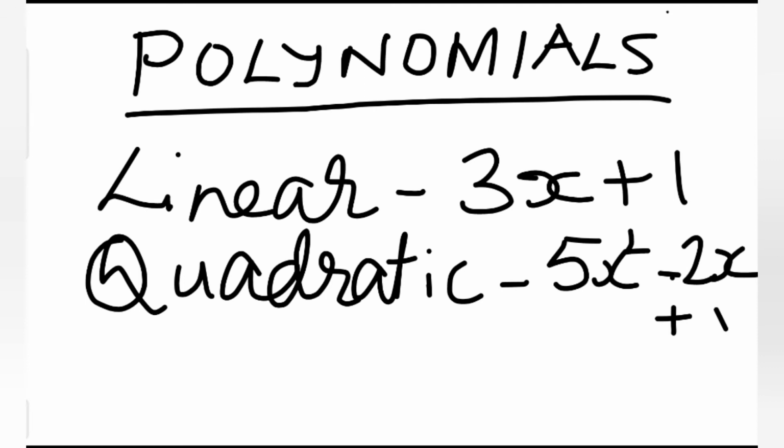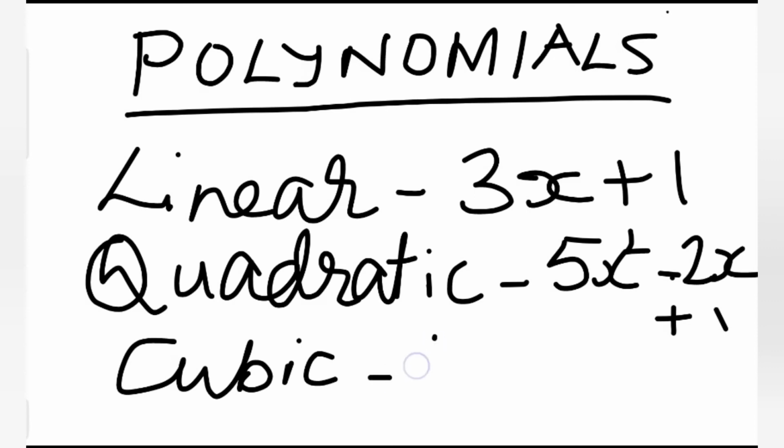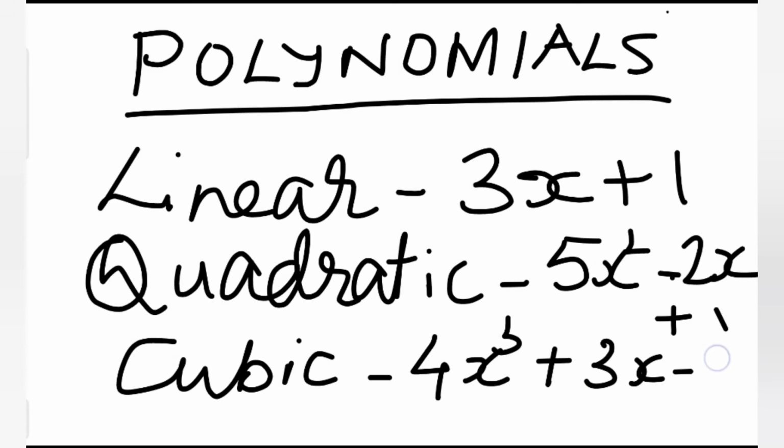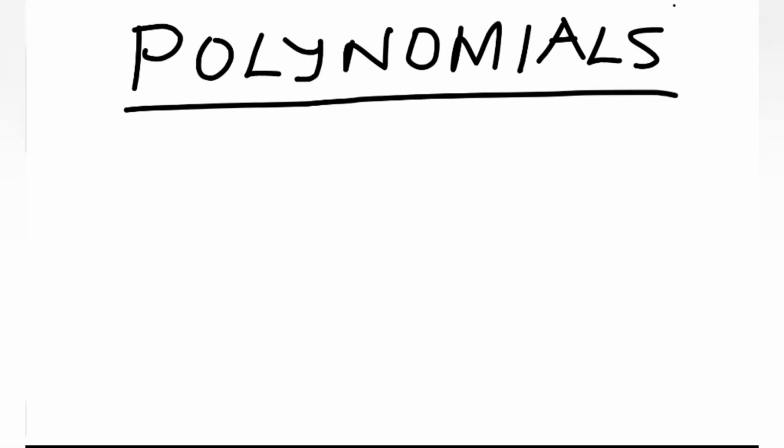And a polynomial having degree 3 is called a cubic polynomial. Cubic polynomial. Example, 4x cube plus 3x minus 2. It's a cubic polynomial. Its degree is 3. Now we can see what does not make a polynomial. Expressions with negative powers, rational powers, and division with the variables do not make a polynomial.